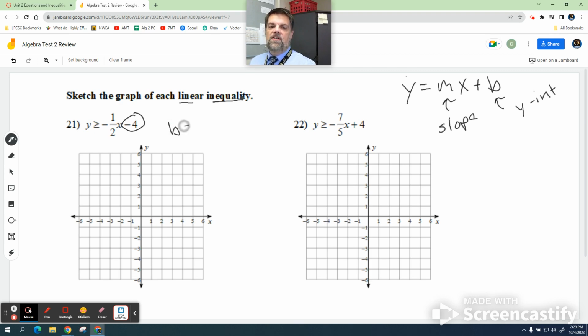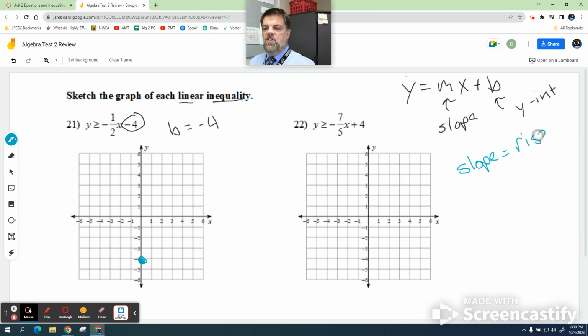-4 is the y-intercept. That means that it's going to cross the y-axis right here at -4. Let me change the color on that. I'm going to cross the y-axis right here at -4. The slope is the rise over run. That's your up and over.